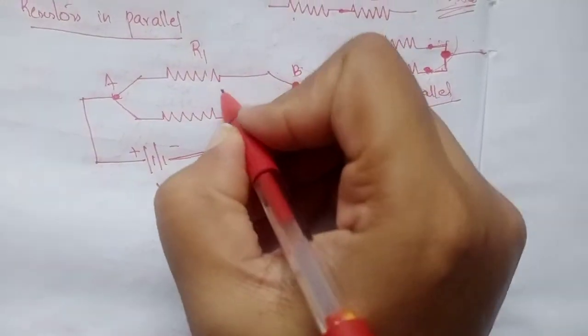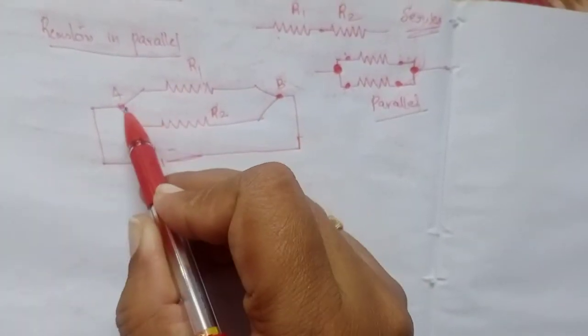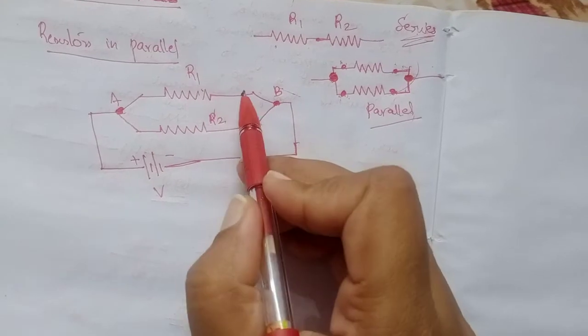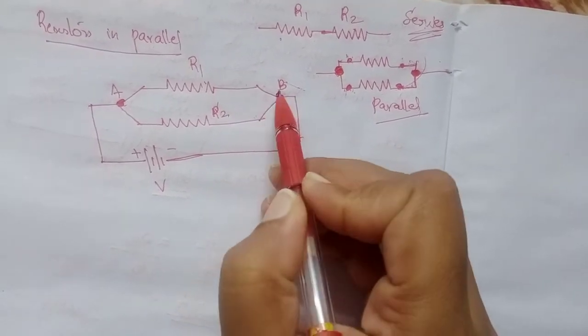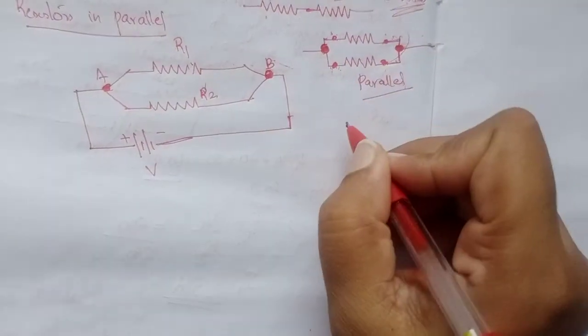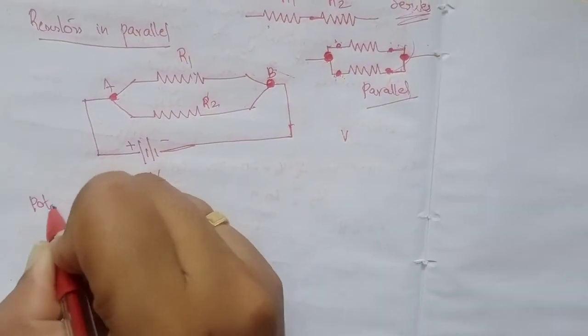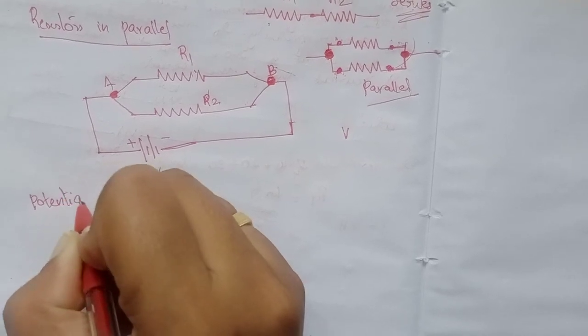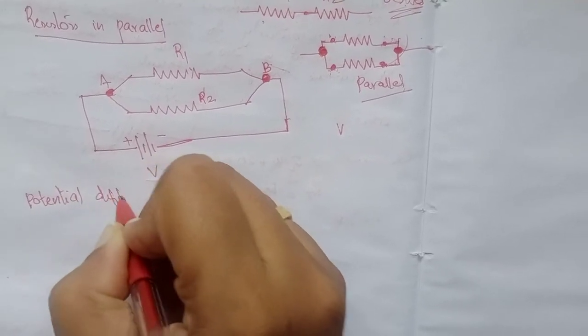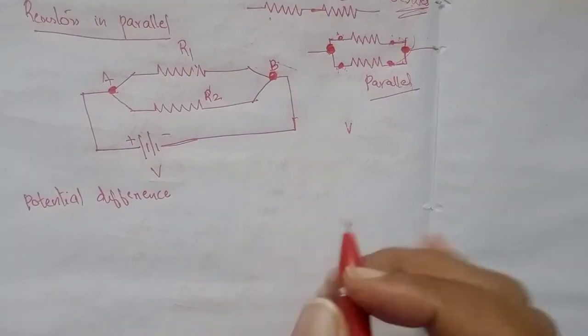So I have two resistors, R1 and R2, and the starting points of R1 and R2 are connected to a common point A, and the ending points of R1 and R2 are connected to a common point B. We have already studied what potential difference is, right? The difference in potential between two points is called potential difference.